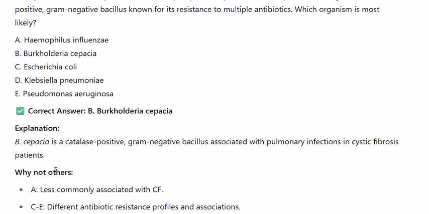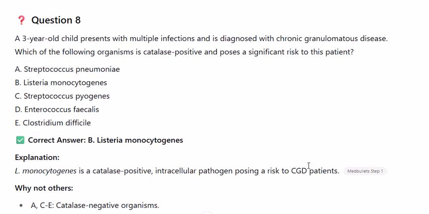Question 8. A 3-year-old child presents with multiple infections and is diagnosed with chronic granulomatous disease. Which of the following organisms is catalase positive and poses a significant risk to this patient? A. Streptococcus pneumoniae, B. Listeria monocytogenes, C. Streptococcus pyogenes, D. Enterococcus faecalis, E. Clostridium difficile. Correct answer: B. Listeria monocytogenes.